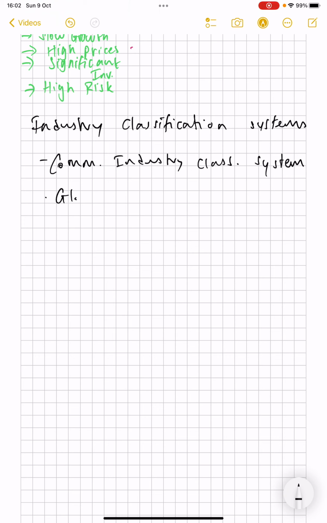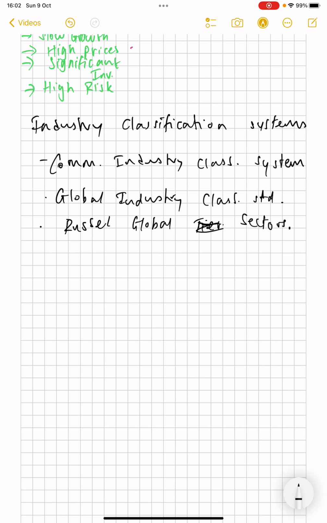Let me just note it down. Global industry classification standard, the Russell Global Sectors, and the industry classification benchmark.